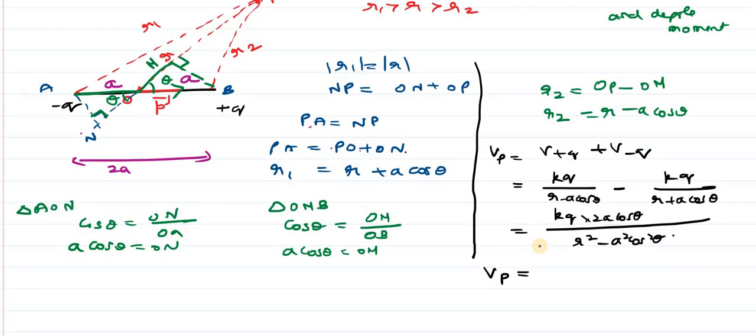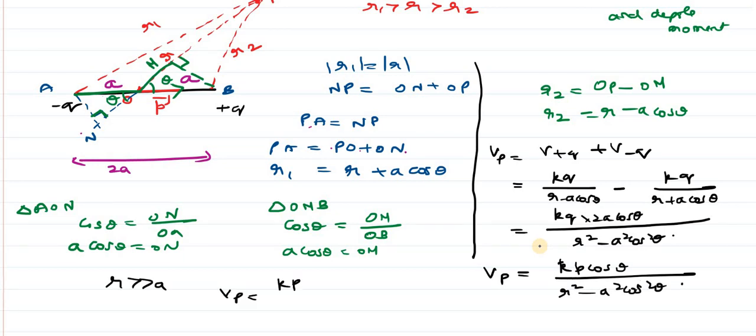So VP will be equal to K, Q into 2A is P, so KP cos theta by R square minus A square cos square theta. When R is very, very much greater than A, VP will be equal to KP cos theta by R square. Otherwise, you have to consider this. Clear?